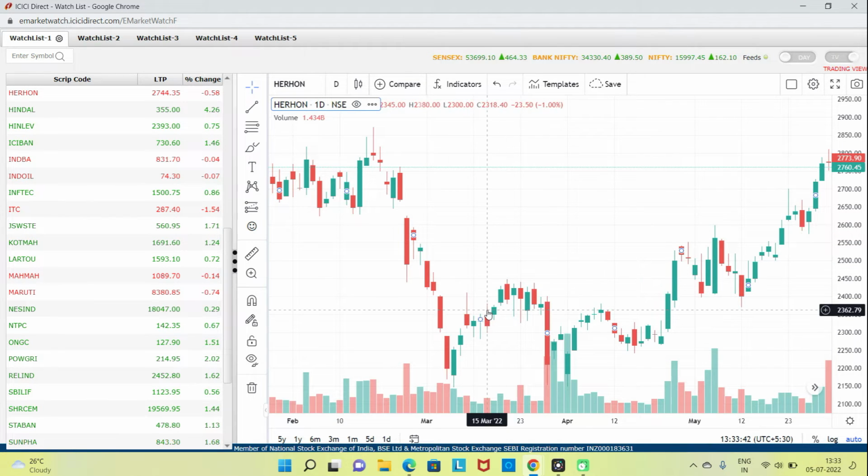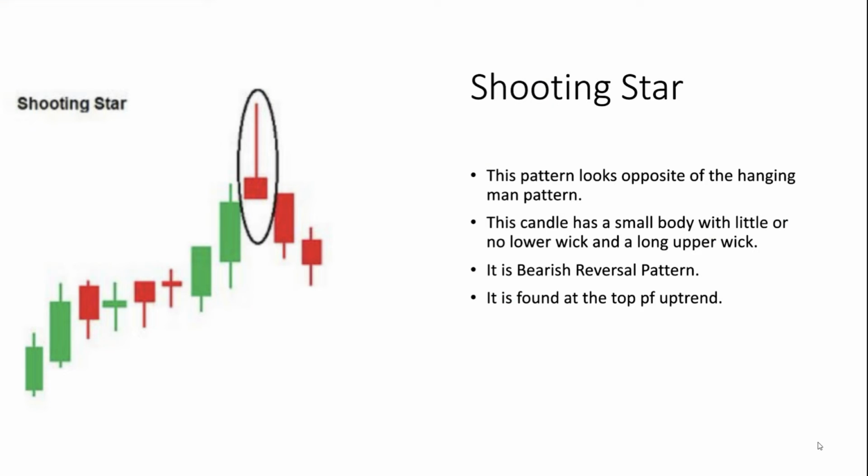So let's get started with another chart pattern, which is the shooting star. The shooting star again is a single candle pattern, and this looks opposite of the hanging man pattern. Likewise the hanging man, this is also formed at the top of an uptrend, and this also has a small body with no lower wick and a long upper wick, and this is a bearish reversal pattern. So let's get into the charts to see more examples of the shooting star.